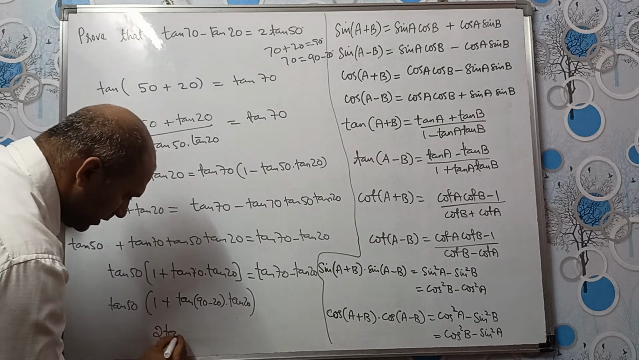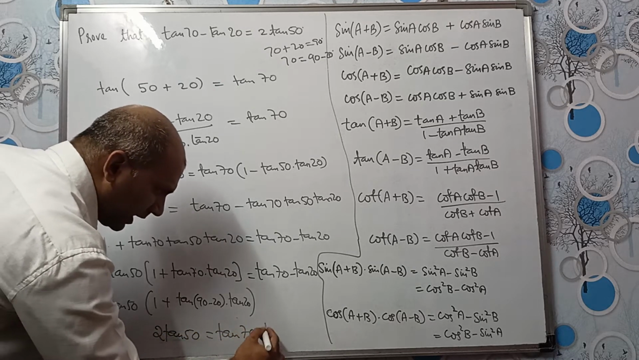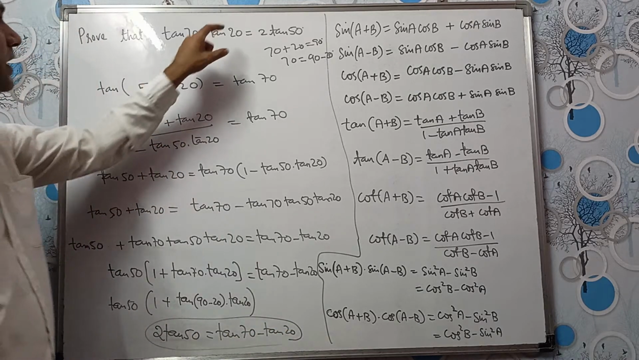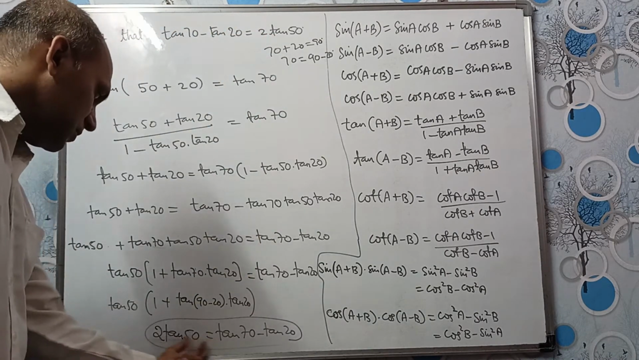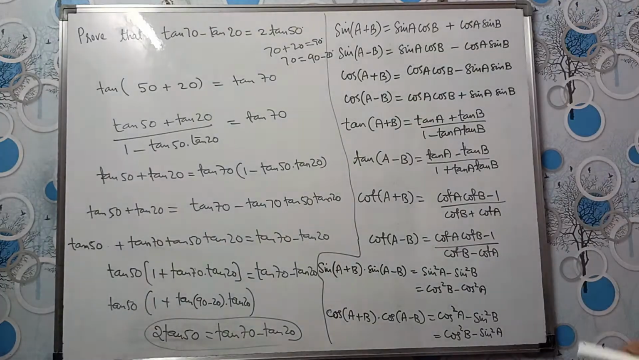So this will be 2 tan 50 is equal to tan 70 minus tan 20 degrees. Okay, so we needed to prove that tan 70 minus tan 20 is 2 tan 50. So you can write this 2 tan 50 on the other side also, right? I hope you understood this. Okay, let us solve this problem now.